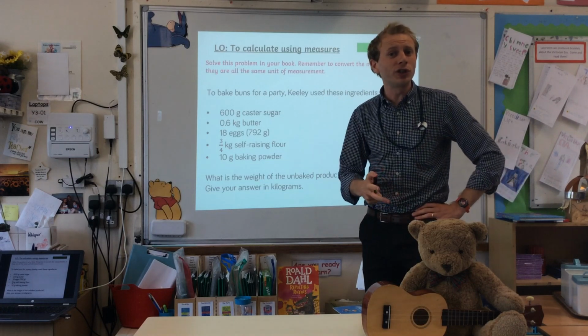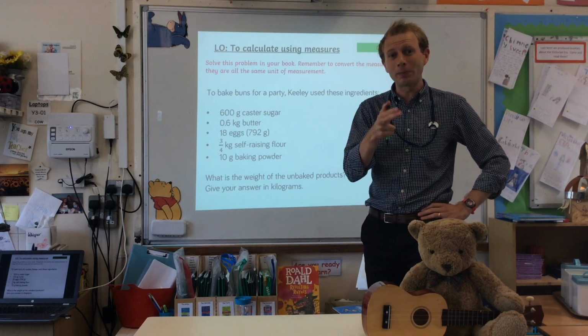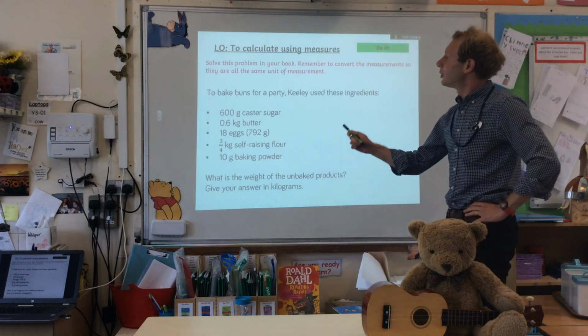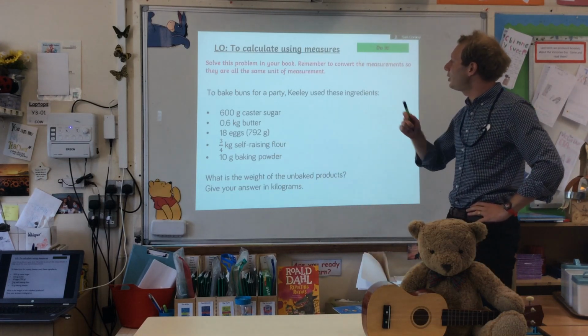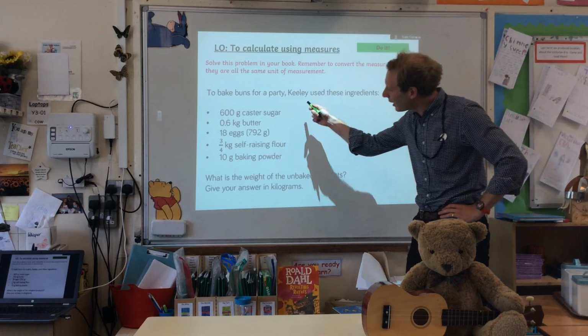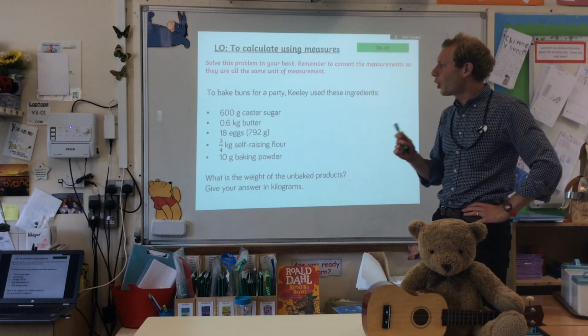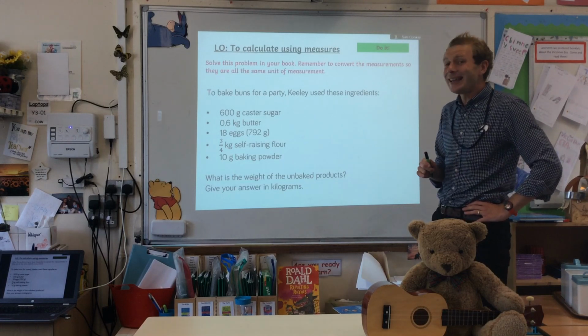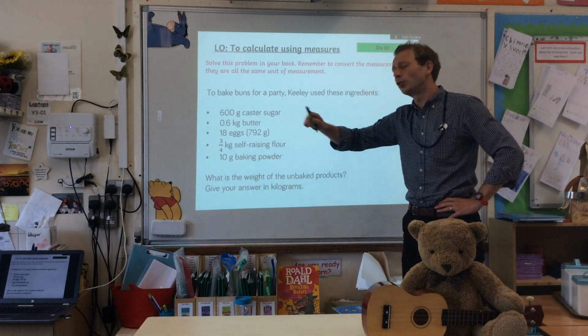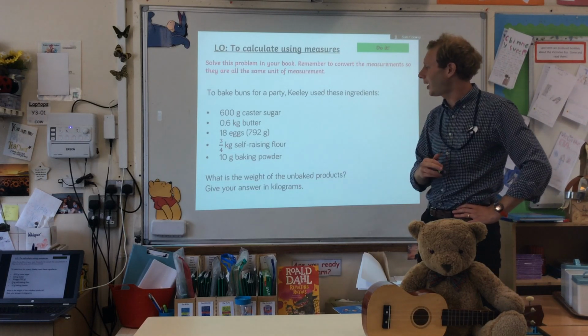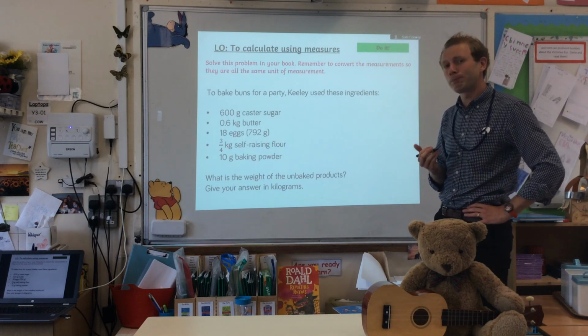And it's to do with conversions, and you'll be working with conversions in your maths lessons today. So I'm going to read this question out. It says, to bake buns for a party, Keely used these ingredients, and here we have the list of ingredients. 600 grams of caster sugar, 0.6 kilograms of butter, 18 eggs, which is equivalent to 792 grams, 3/4 of a kilogram of self-raising flour, and 10 grams of baking powder.